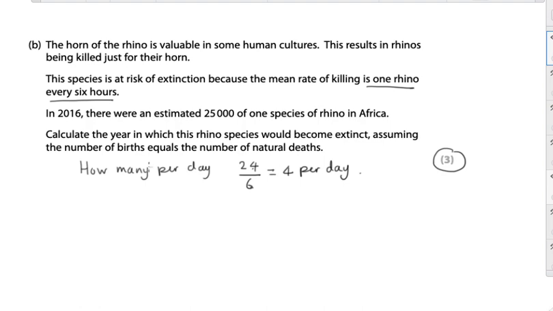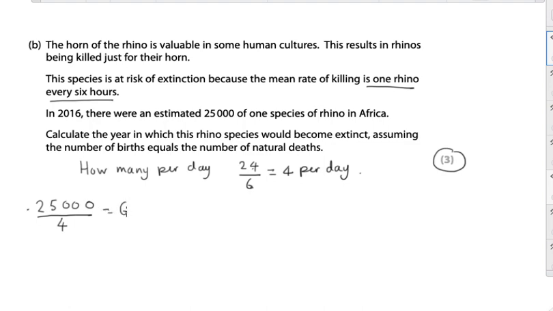We can now calculate how many days it would take for all these rhinos to die. So we've got 25,000 rhinos. If we divide them between groups of 4, so every day 4 die, each first group dies on day 1, second group on day 2, until X number of days later there are none of these rhinos left. So we're taking all our rhinos and dividing them into groups of 4.